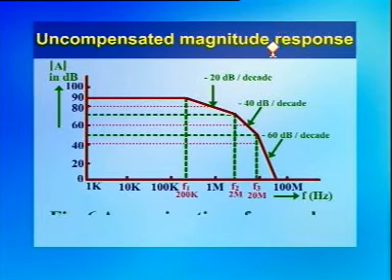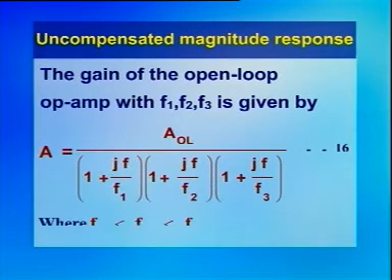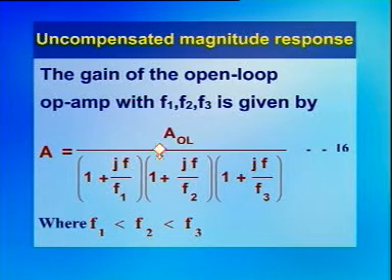Now, let us consider the magnitude response of the open loop op-amp circuitry, and here let us consider there are 3 break frequencies. The below figure shows the magnitude response of this uncompensated open loop op-amp. The gain of the open loop op-amp with F1, F2, F3 is given by A equal to AOL by 1 plus jF by F1 into 1 plus jF by F2 into 1 plus jF by F3, where F1 is less than F2 is less than F3.